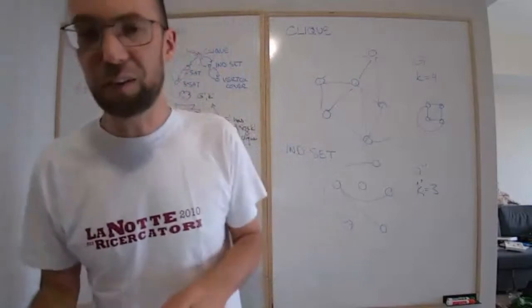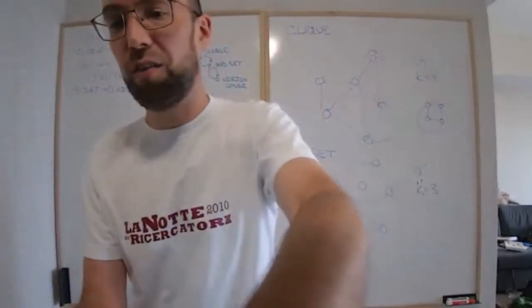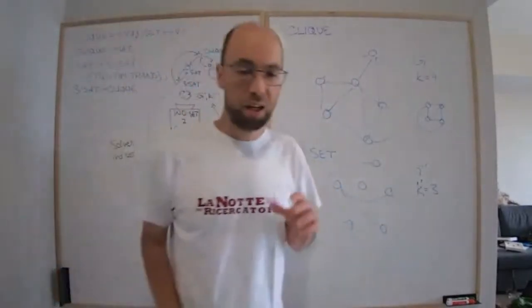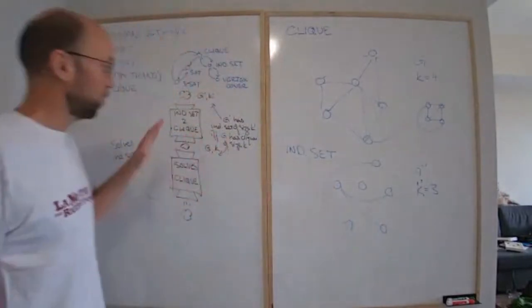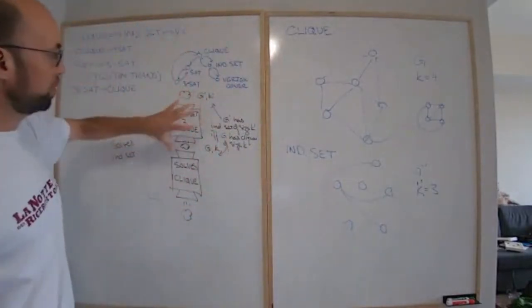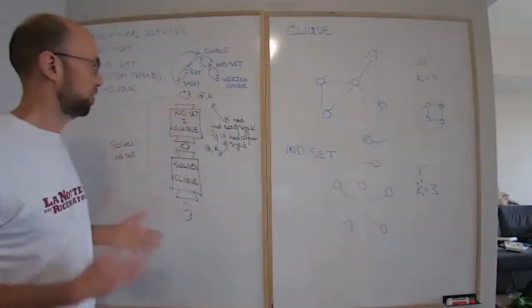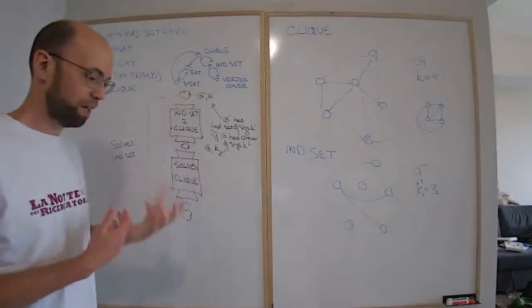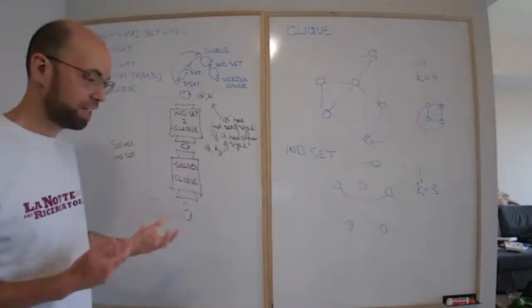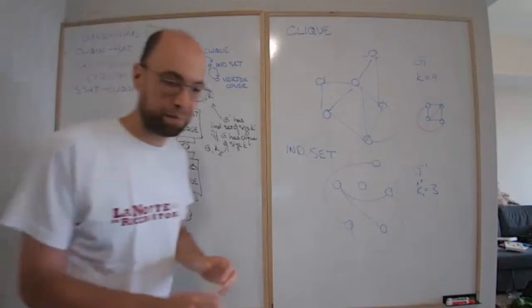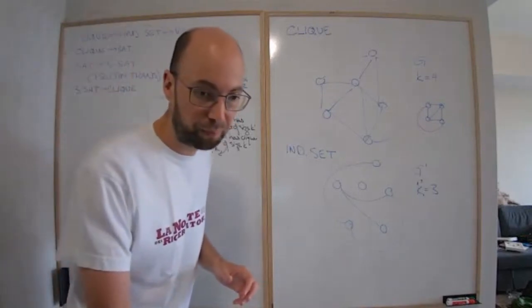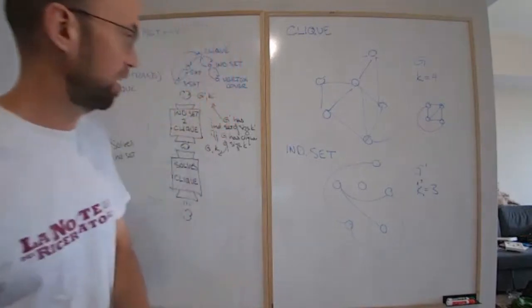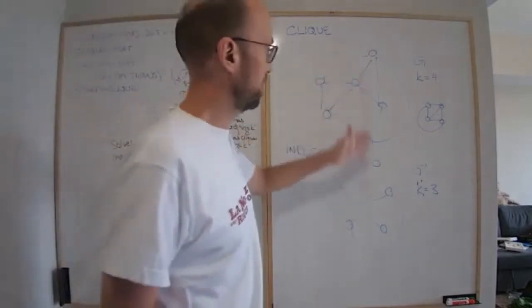Okay, so I'll leave this here. I'll try not to accidentally drop my camera. Okay, so how do we build this machine that takes an instance of independent set and outputs an instance of clique? Well, it's not that hard in this case, because I actually did it as an illustration here.